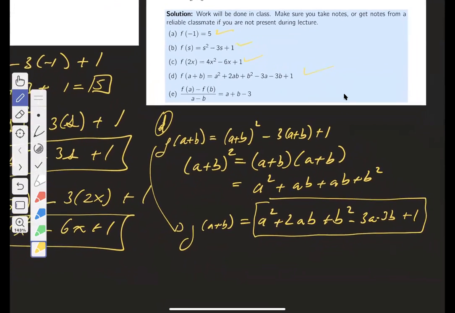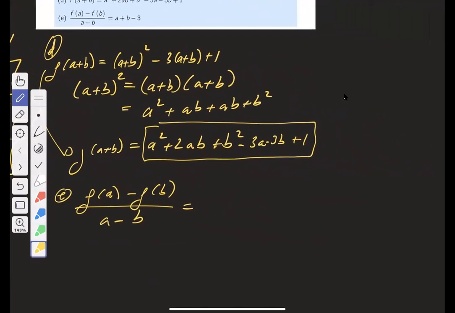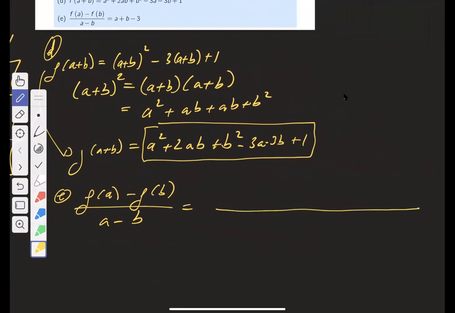Let's do the last one. I'm getting a little bit better at this now, and you can even remember the function. Let me write this over here for you. What's it? f of a minus f of b over a minus b. Again, I'm getting a little better at this, and what I mean by that is I think I can do it. What am I looking for? Well, f of a, what's that going to be? a squared minus 3a plus 1, minus f of b. I'll write that down for you. That's b squared minus 3b plus 1, over a minus b.